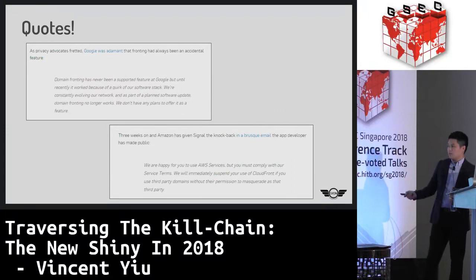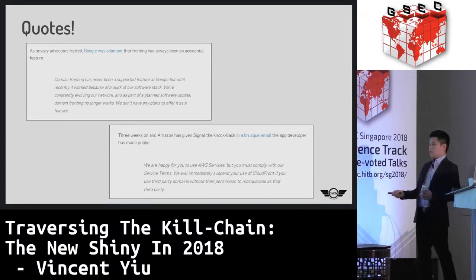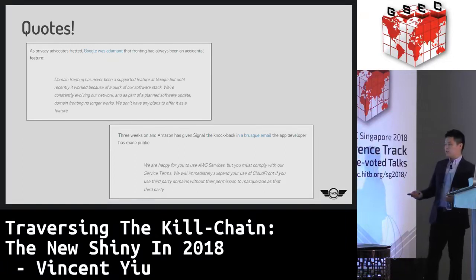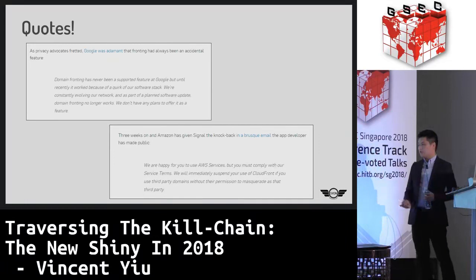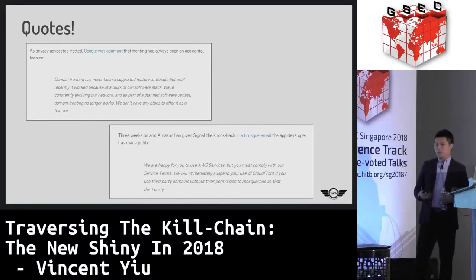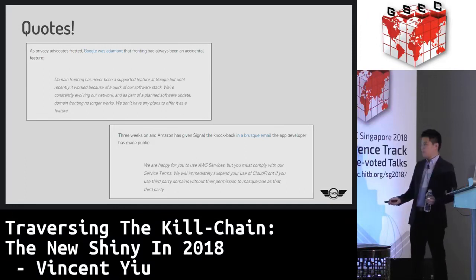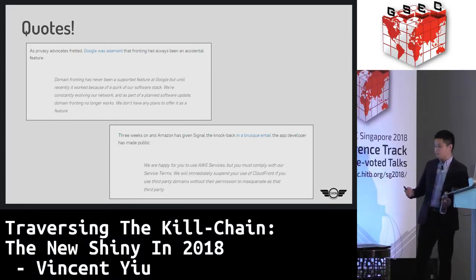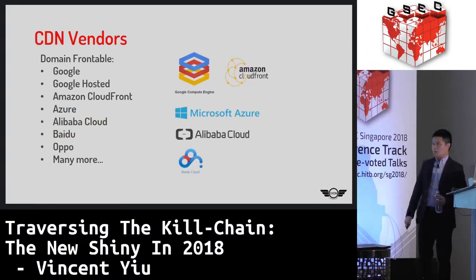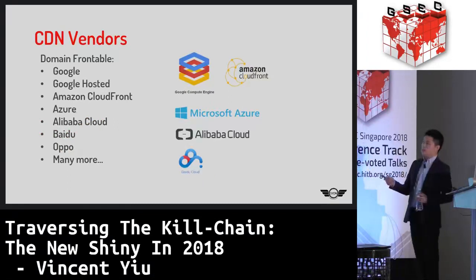As we can see here, we're happy for you to use AWS services, but you must comply with our service terms. We'll suspend your use of CloudFront if you use third-party domains without the permission to masquerade as a third party. So just make sure your company's comfortable with you using domain fronting in case you get them suspended for whatever reason. So people have looked at Amazon CloudFront for domain fronting, Google Compute Engine, and Azure.